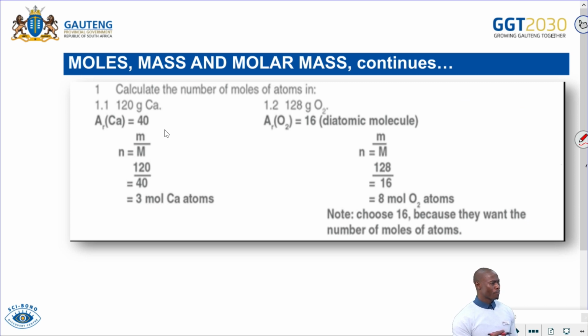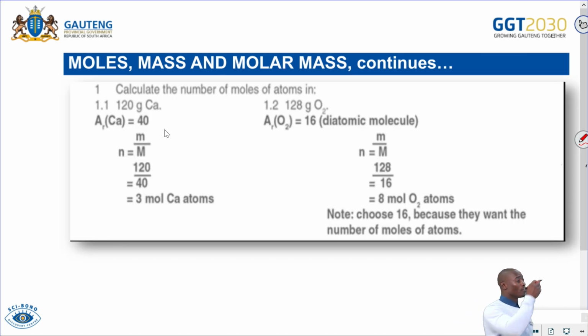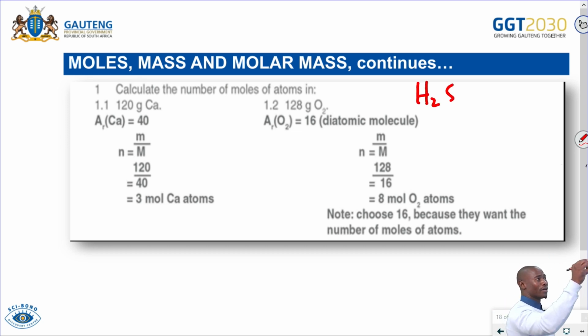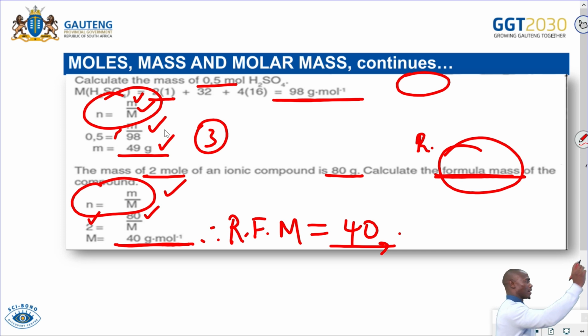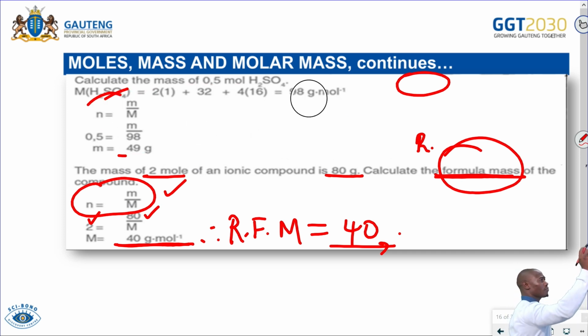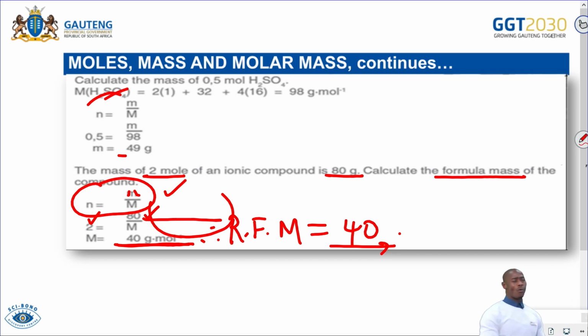Let me just give you another example. So let's use H2SO4. Let's go back to this example. Here, let's say you are looking for the number of atoms, the number of atoms of oxygen in 1 molecule of sulfuric acid.